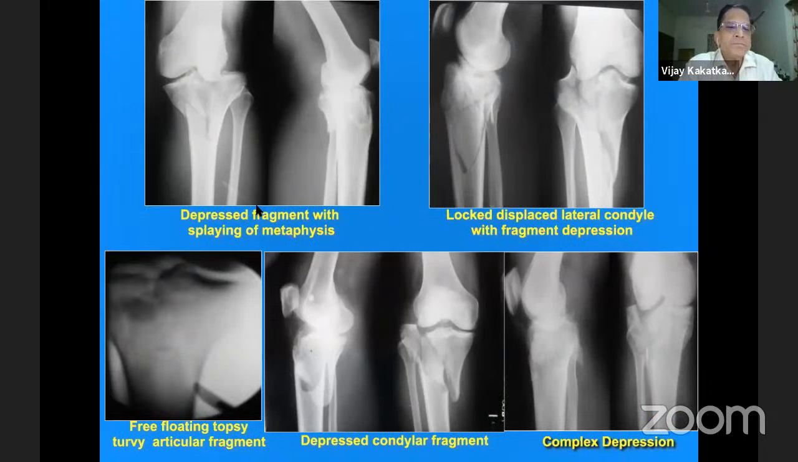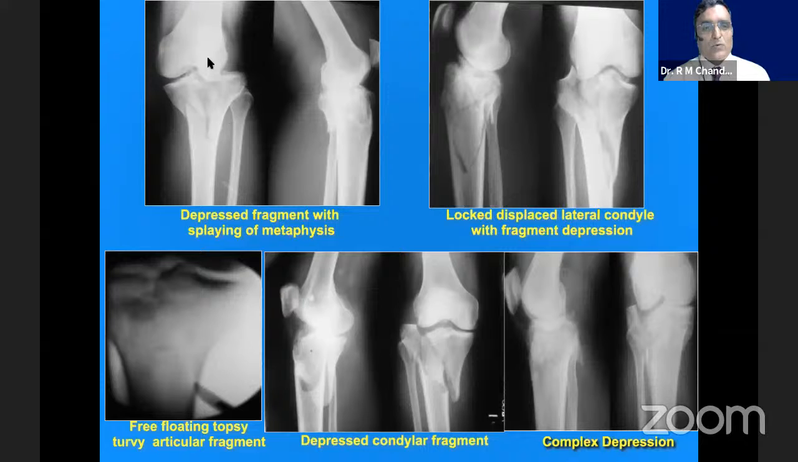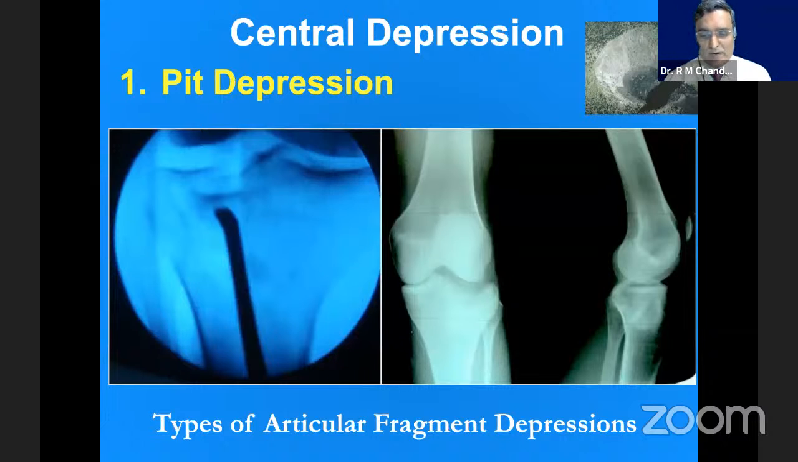Then there is a depressed fragment with splaying of the metaphysis. This is quite a common variety, and in this type many times the lateral meniscus may be found entrapped. At times we find this typical variety where there is a locked lateral condyle. If you try to do reduction, it doesn't come. We have to manipulate this fragment back into position with a dura elevator. And we may have a completely depressed fragment, or a complex depression. So these are the various patterns which we find.